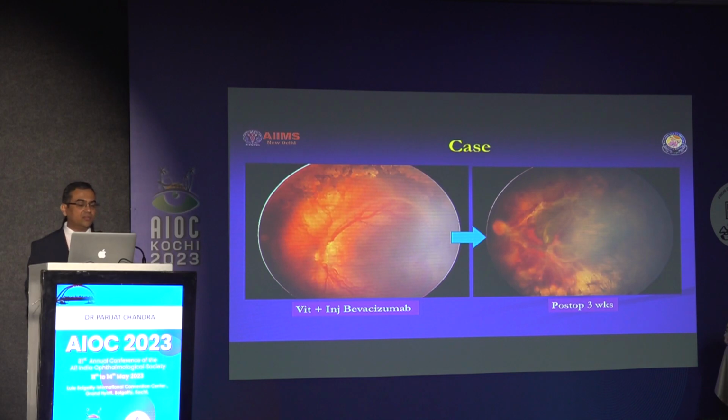So this is another case. So this is not to show that the anti-VEGF with surgery somehow acts like magic. It doesn't act like magic. So this case was operated, same thing. It had a post-op bleed, and after 3 weeks, when the bleed started to clear, this is what it looked like. So you see the whole thing is just puckered over.